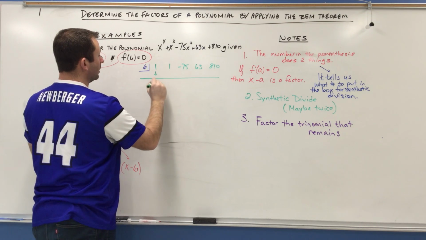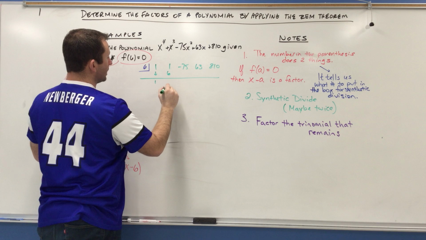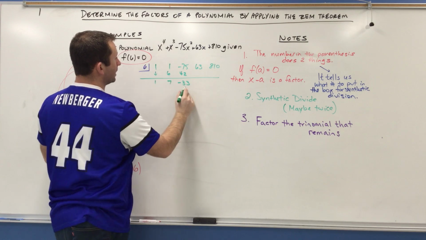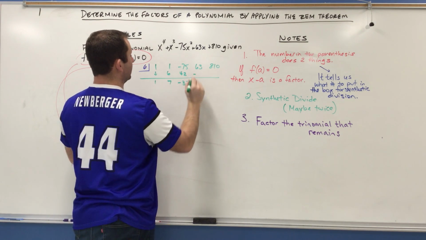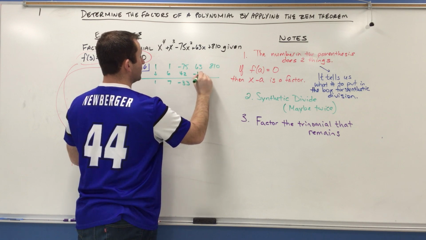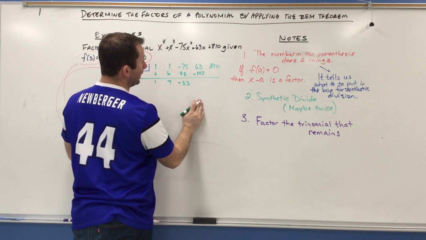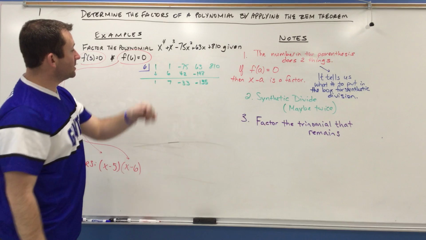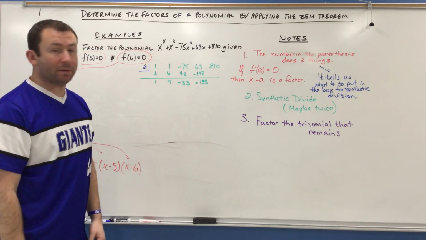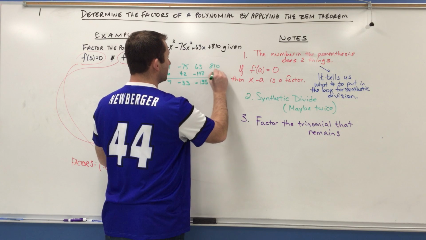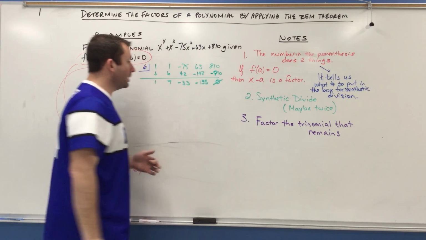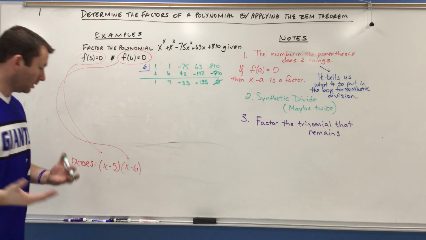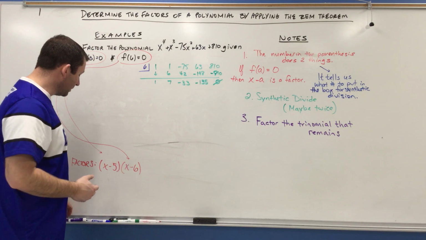Okay? Bring down the 1. 6. 1 plus 6 is 7. We get a 42. We get a negative 33. 6 times negative 33 is negative 198. 63 plus negative 198 is negative 135. And I'm hoping that 6 times negative 135 is negative 810 because it should give me a 0 here, and it is. That's what should happen if x minus 6 is a factor. Okay? So these objectives kind of all link together in terms of what these things mean.